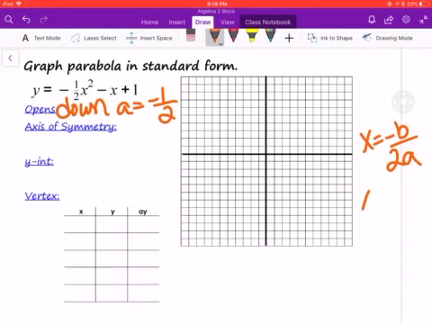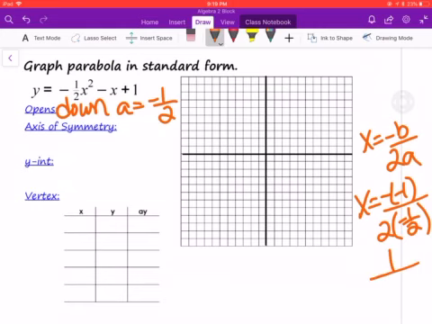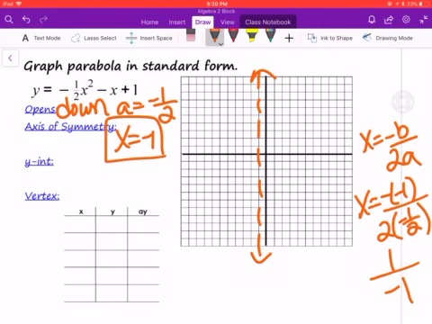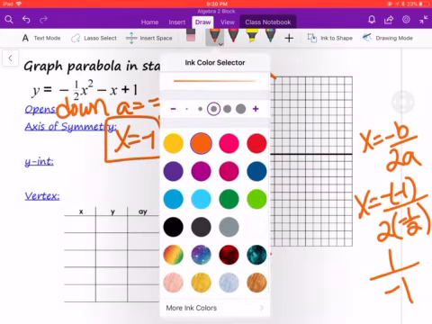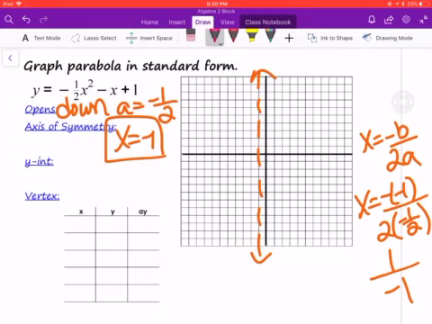Our b is negative 1, so this will be x equals negative 1 over 2 times our a is negative 1/2. So that'll be positive 1 on top, and 2 times negative 1/2 is negative 1. So x equals negative 1. So all of our axes of symmetry were negative 1, and that does not happen all the time. Just complete coincidence here. My y-intercept will actually be 0, positive 1, because that correlates to my c value.